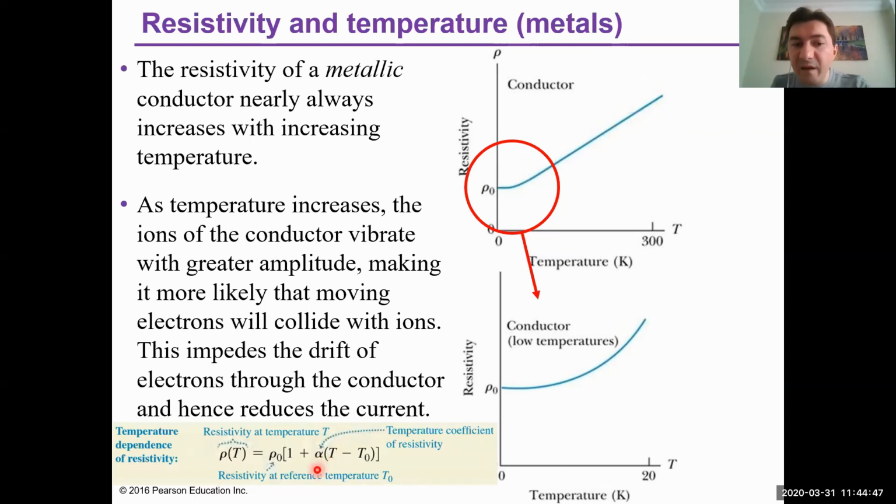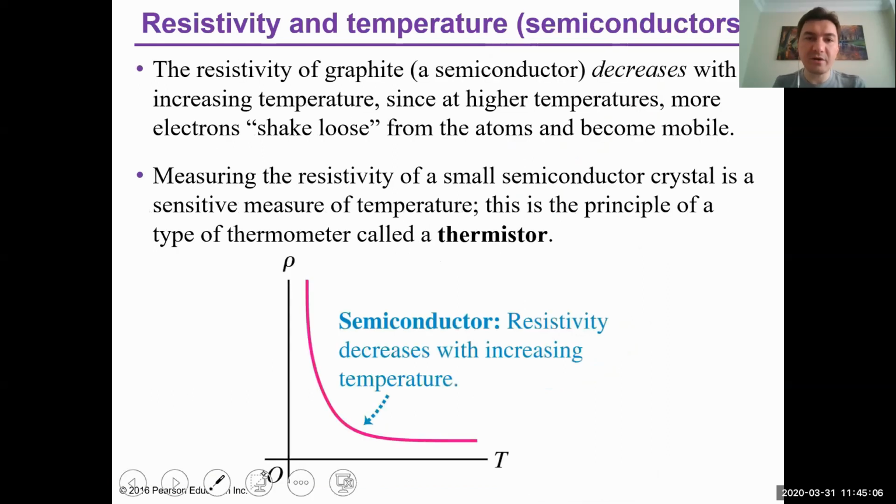So in semiconductors, this alpha is negative. Then if you increase the temperature, this goes down and this goes down. I will go into detail. Do you have any question here at that position? Okay, then let me continue.